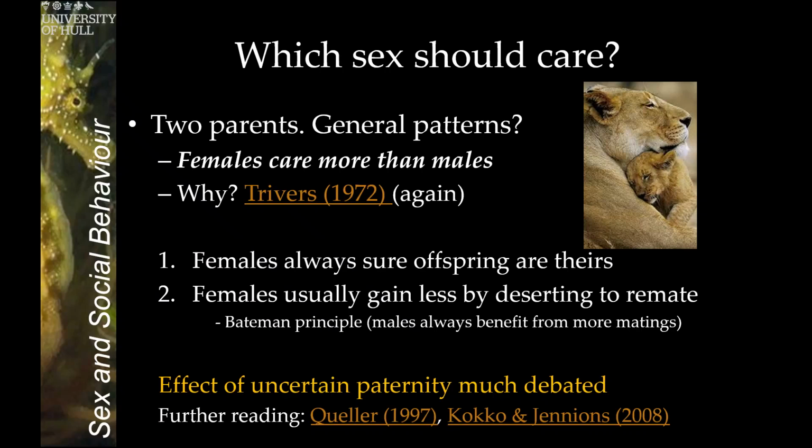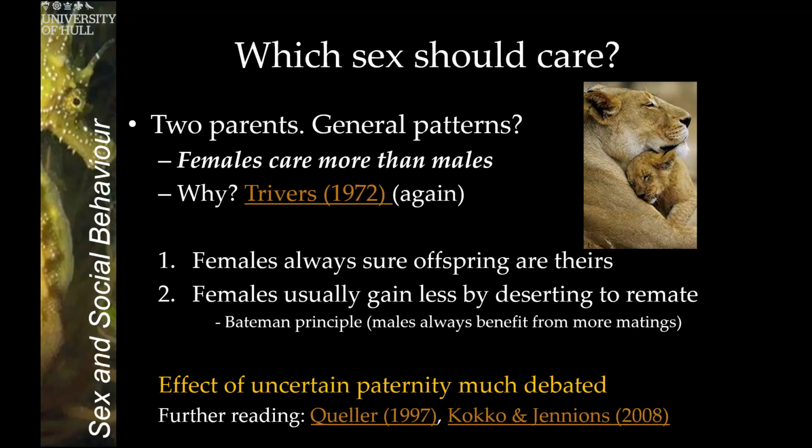He suggested, one, females are always sure that offspring belong to them. Like, you always know that you've given birth to a baby, basically, unless something very drastic has happened. But a male doesn't always know that offspring are theirs. They could have been cuckolded. And then, secondly, owing to this anisogamy, the Bateman principle that we went through at the beginning of the last lecture and the mating systems lecture, males tend to benefit from more matings. Not always, as subsequent research has shown, as we talked about with those Mormon crickets, etc. But owing to anisogamy, females usually gain less by deserting to remate than males do. So that's Trivers' argument for why females usually care.